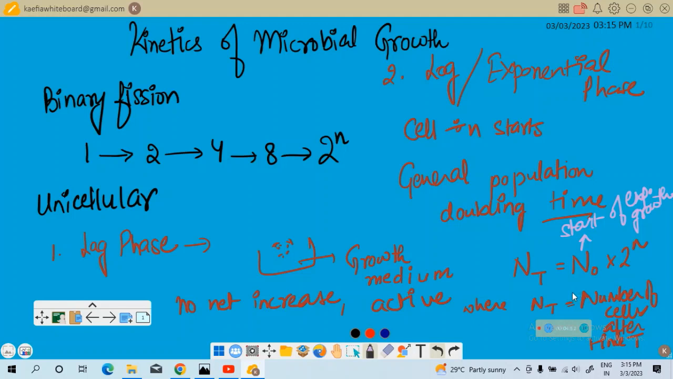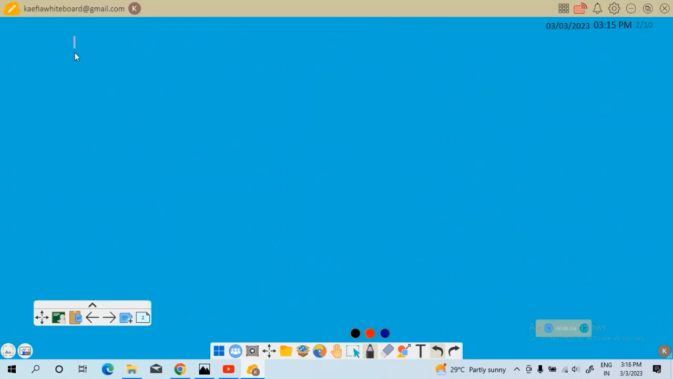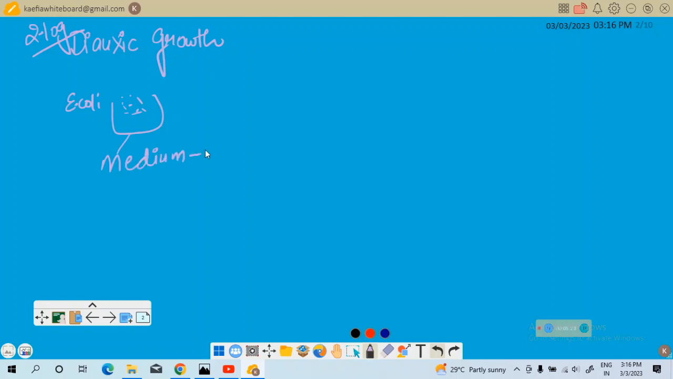Okay, and next we have diauxic growth. This comes under the log phase only. So what happens in diauxic growth? Now if we take E. coli and grow it in a medium that contains glucose and lactose, which will the bacteria choose, glucose or lactose?